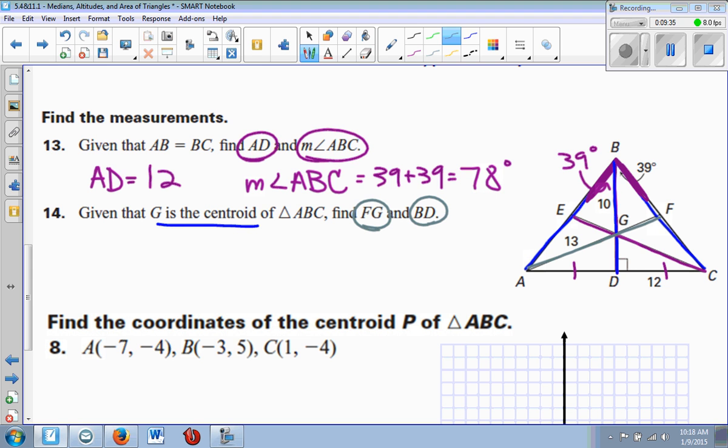So FG is this small chunk right here. That's the small piece of the median, which we said is exactly half of the large part of the median. So FG has to be half of the large chunk. So half of 13 comes out a decimal, which is okay. It's just 6.5.